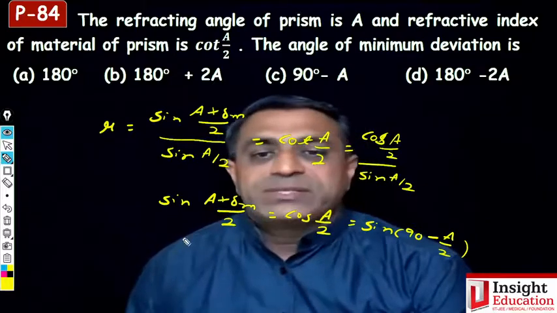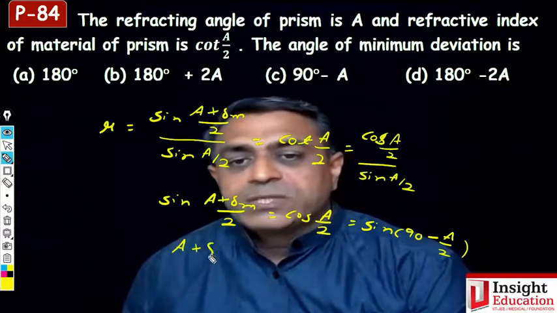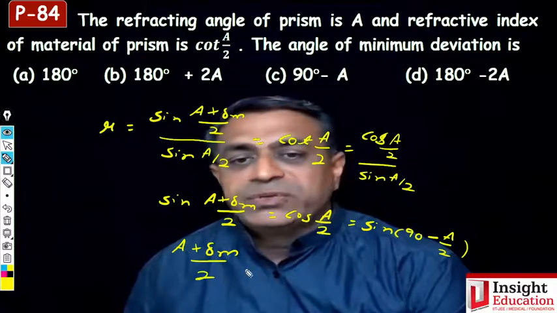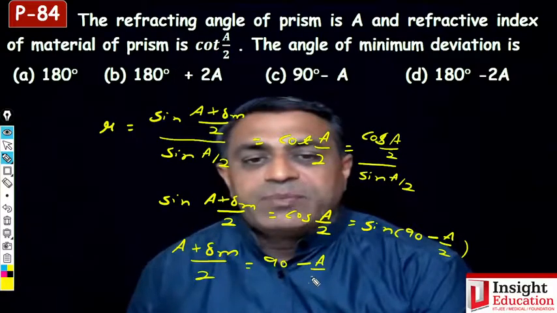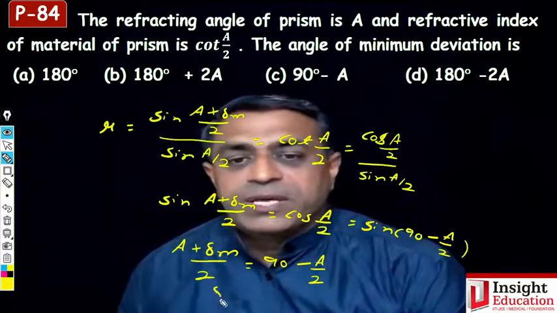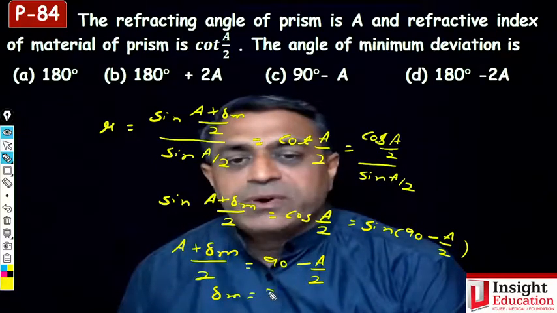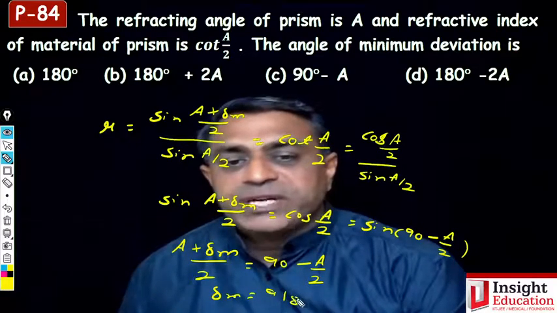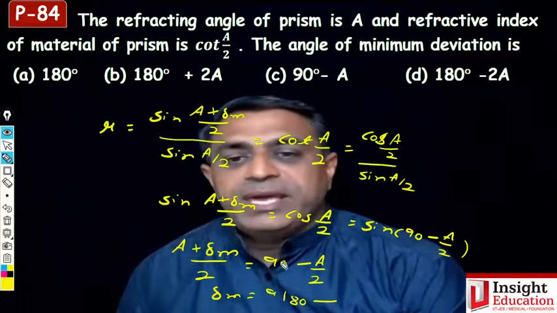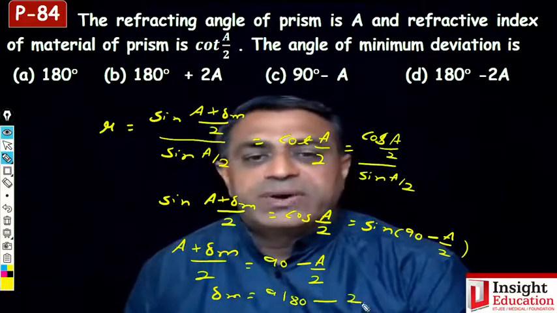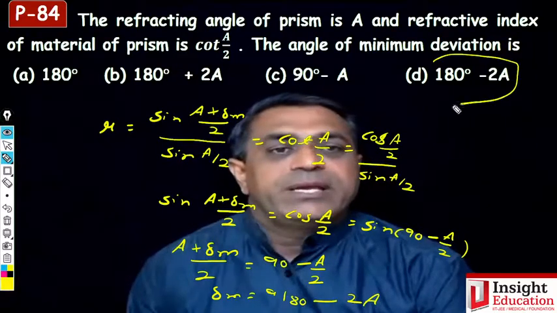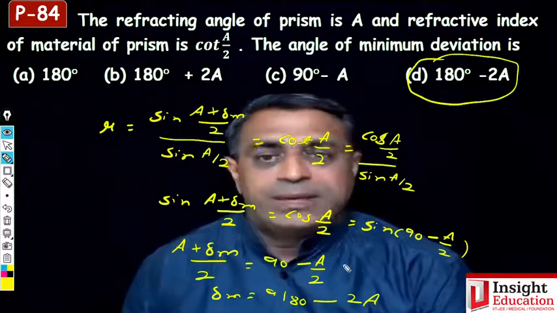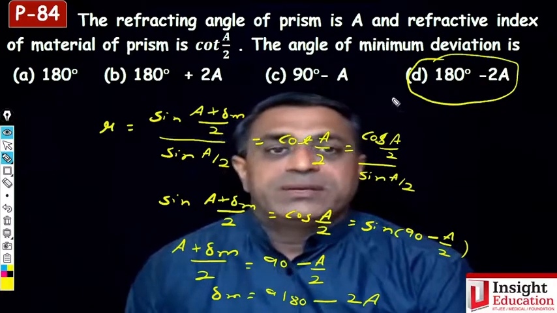Okay, so now I can say (A plus delta M) by 2 is equal to 90 minus A by 2. So delta M is equal to 90 into 2, that is 180, minus A, and again A, so that is 180 minus 2A. So 180 minus 2A. You can see.